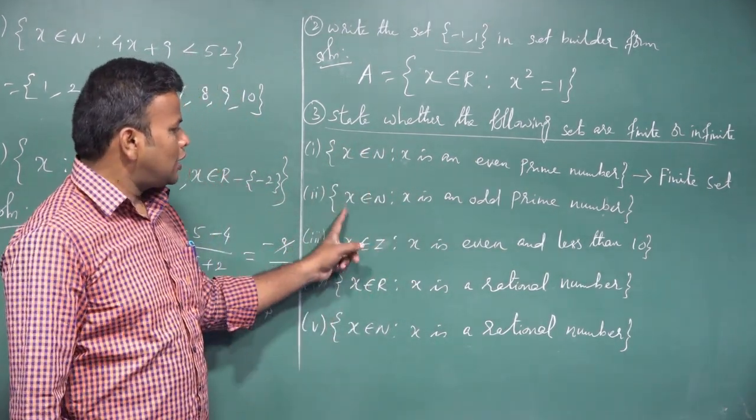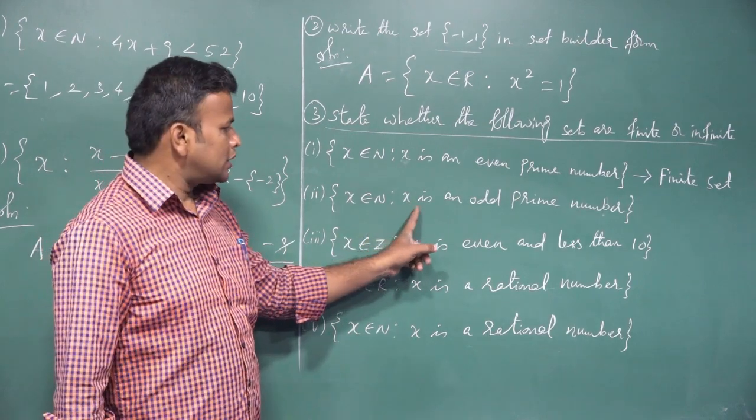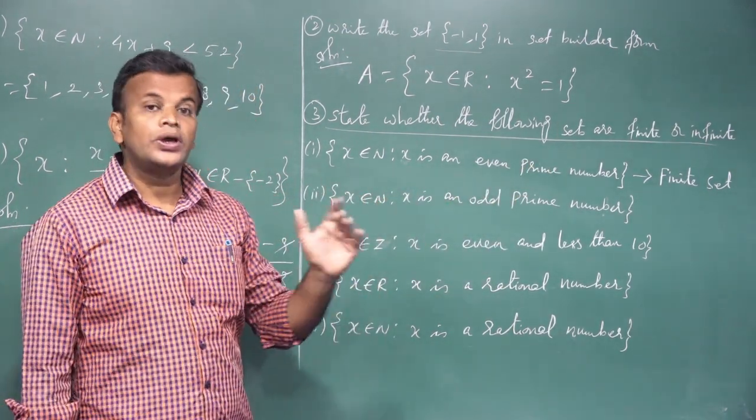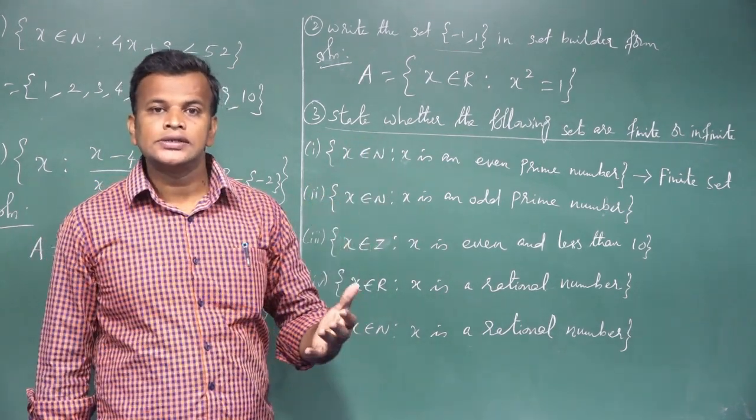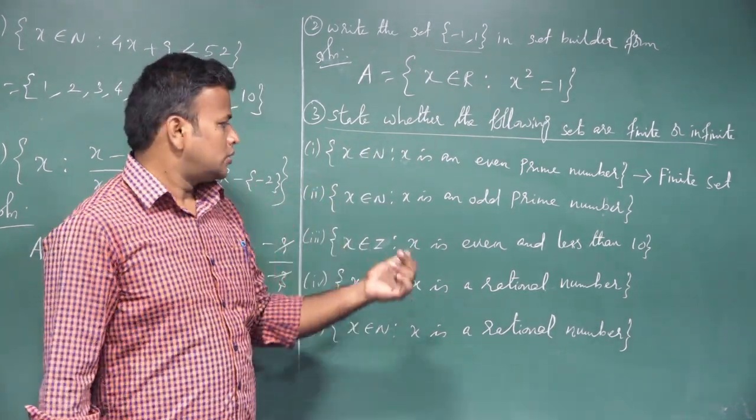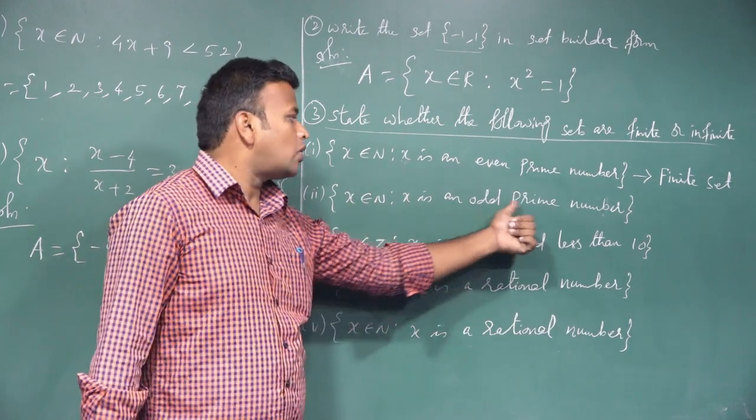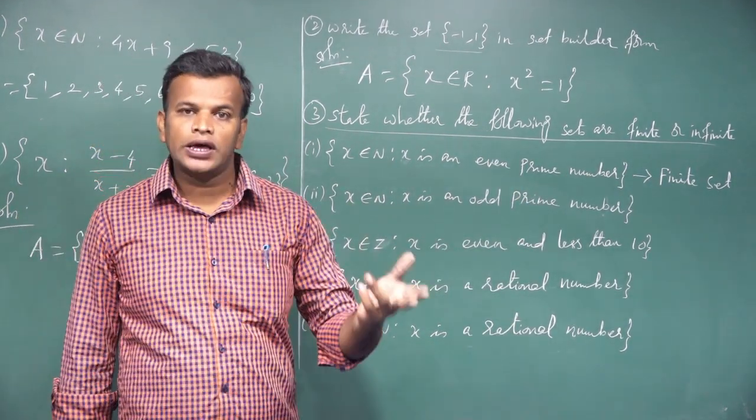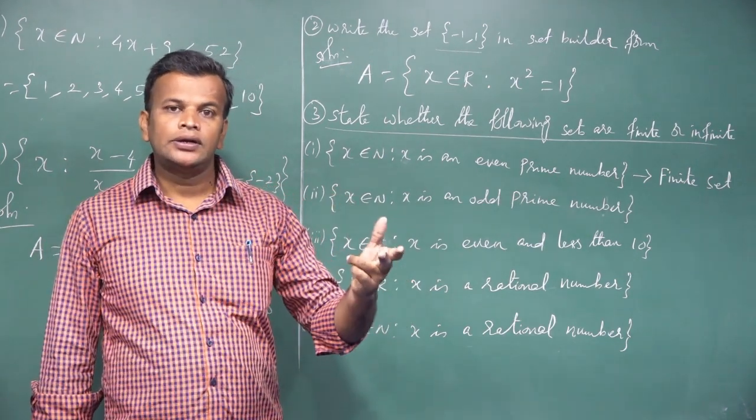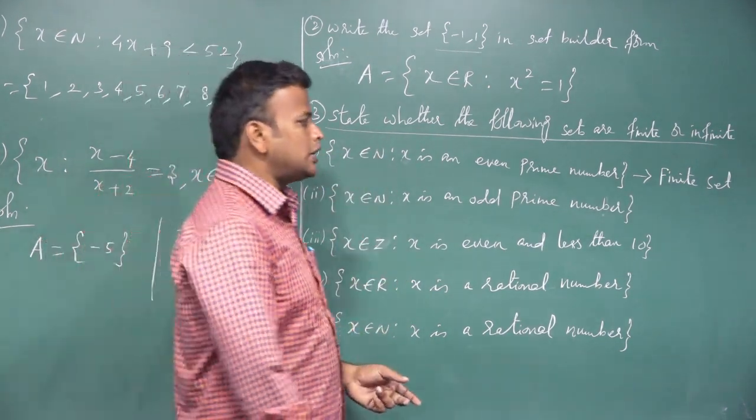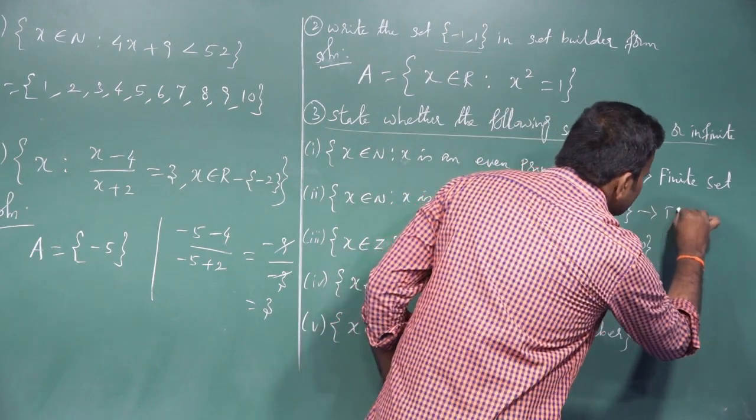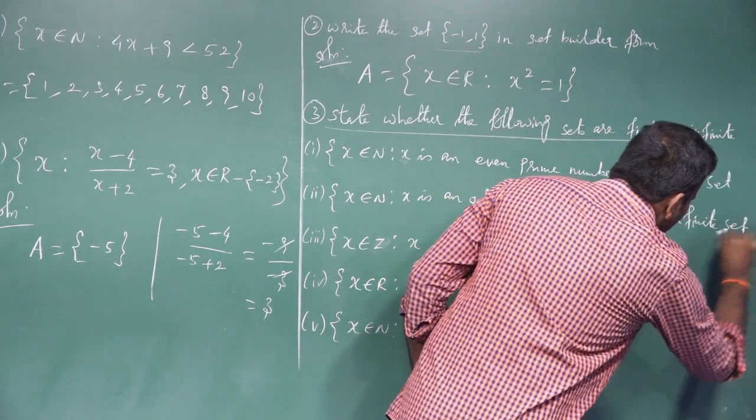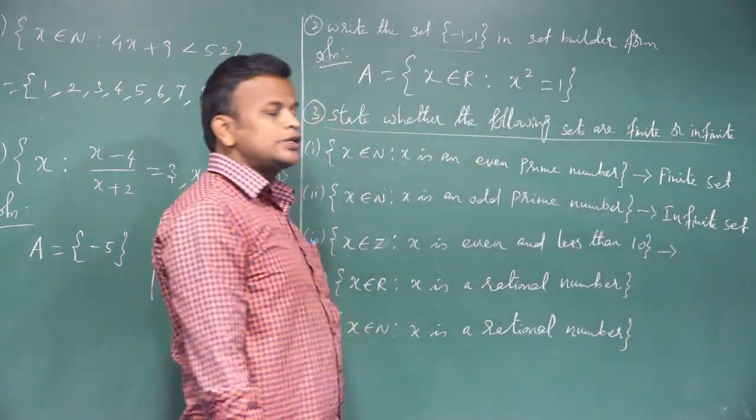Second one: x belongs to N, x is an odd prime number. Odd prime numbers go on, so the process is endless. What is the first odd prime number? 3. Next 5, 7, 11. So it is going on. Therefore it is an infinite set. The second one is an infinite set.